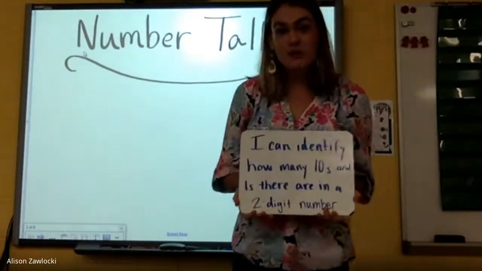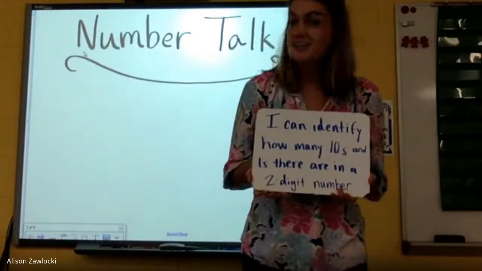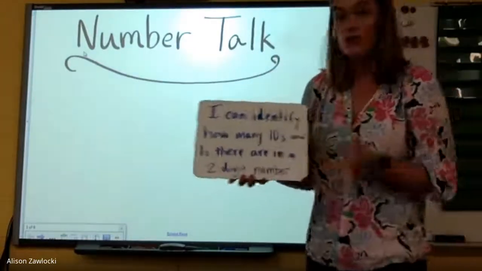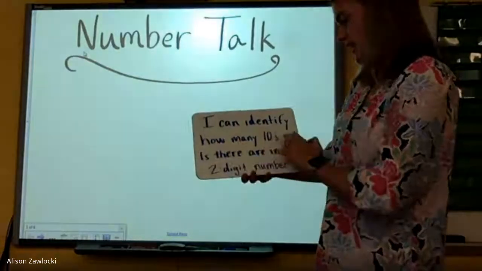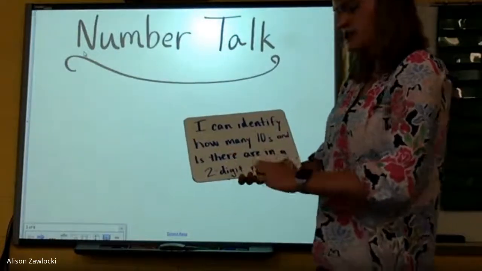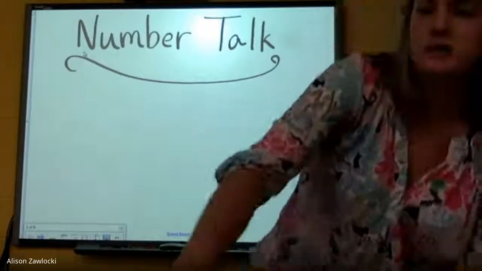The very first thing we're going to do is read our I can statement. So what are we going to learn to do this week? I can identify how many tens and ones there are in a two-digit number. So that's what we're going to learn how to do.